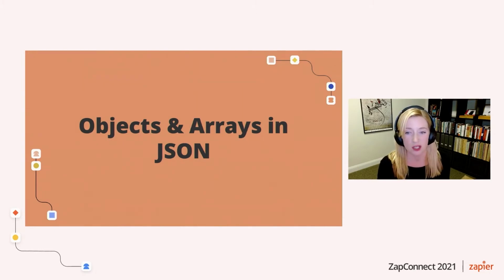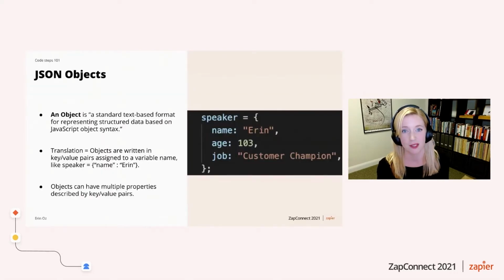The two components of JSON we'll look at today are objects and arrays. So what's an object? An object is an item that has properties listed in key value pairs. So for example, here's an object saved to a variable called speaker, and the name property is Erin. This structure shows us that there's more than one item, as well as more details about that specific item. And objects can have multiple properties, just like I have more qualities than my name. I also have a job as a customer champion, and I'm very clearly 103 years old.